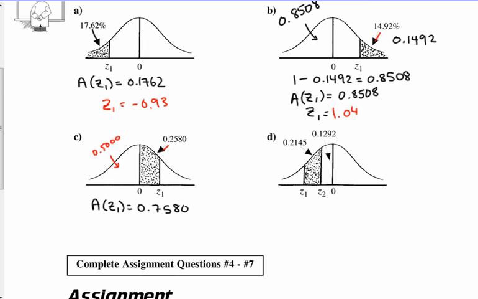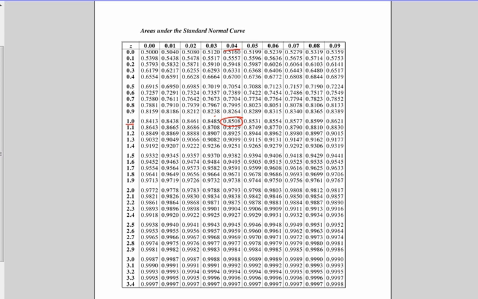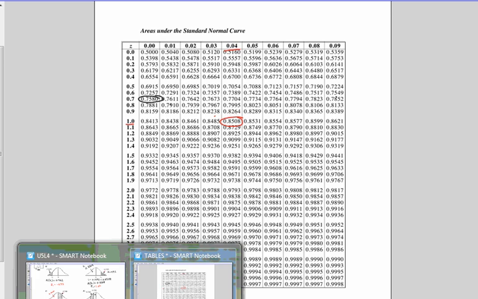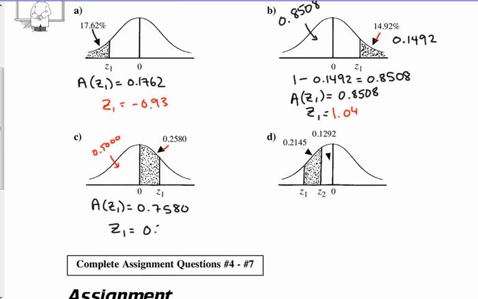So now we can look up the area of 0.7580 on our table, until we find it. So that would have been a z-score of 0.70.